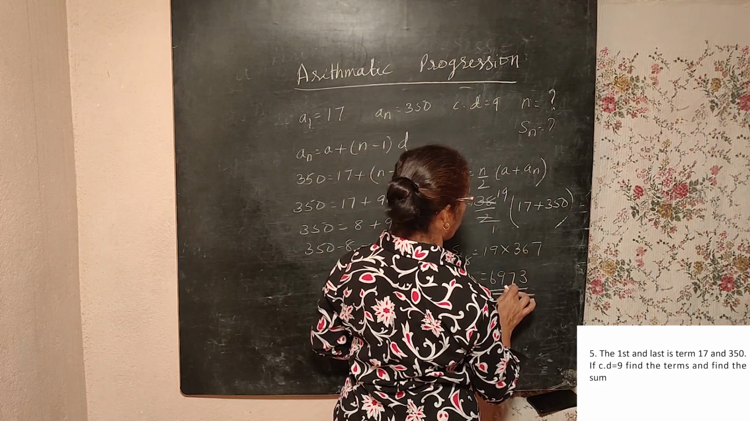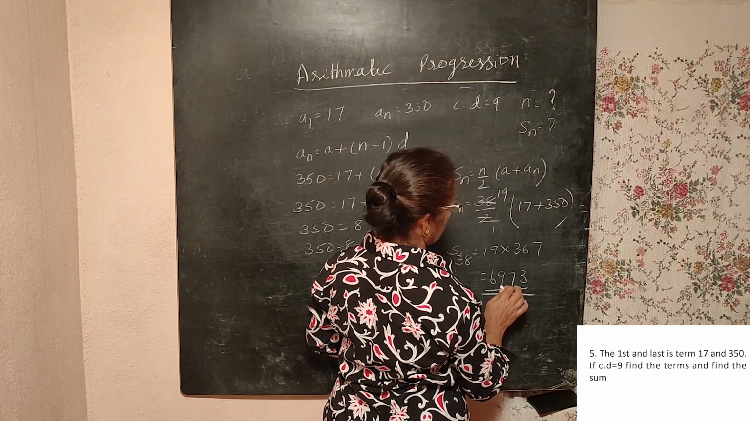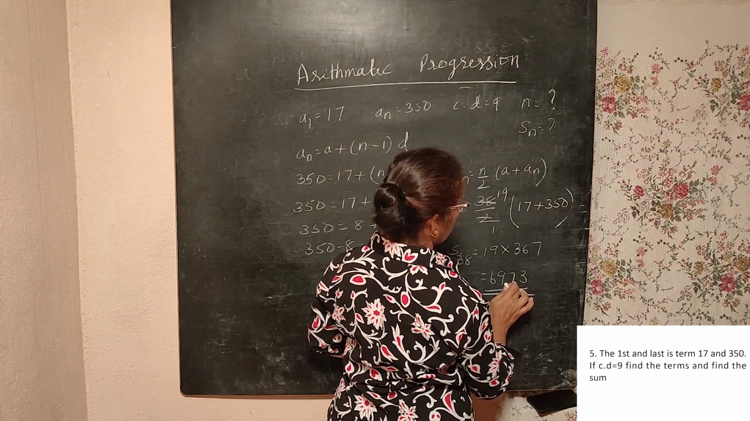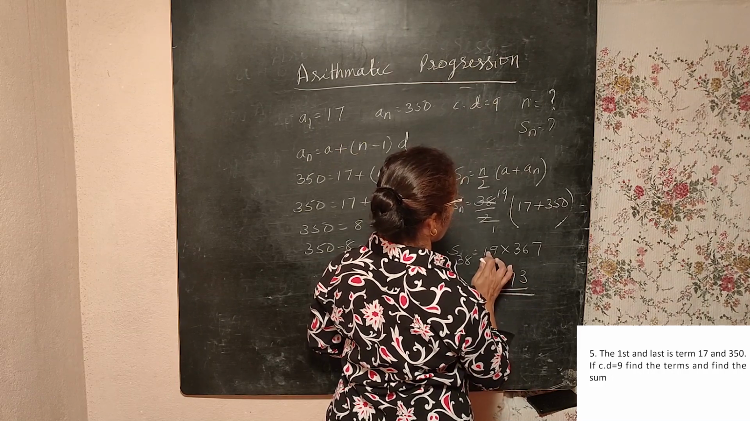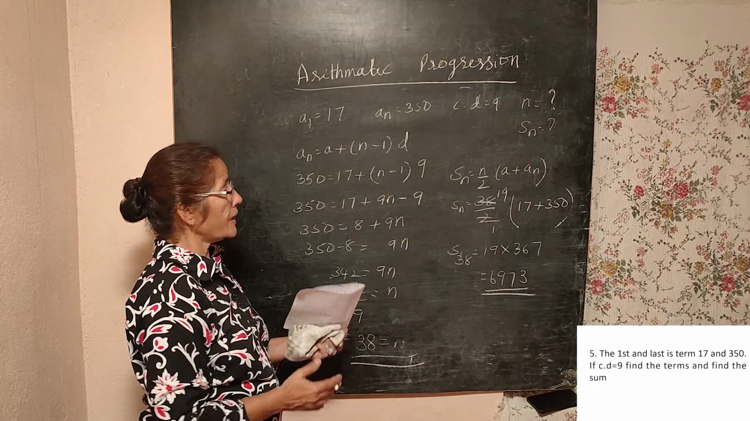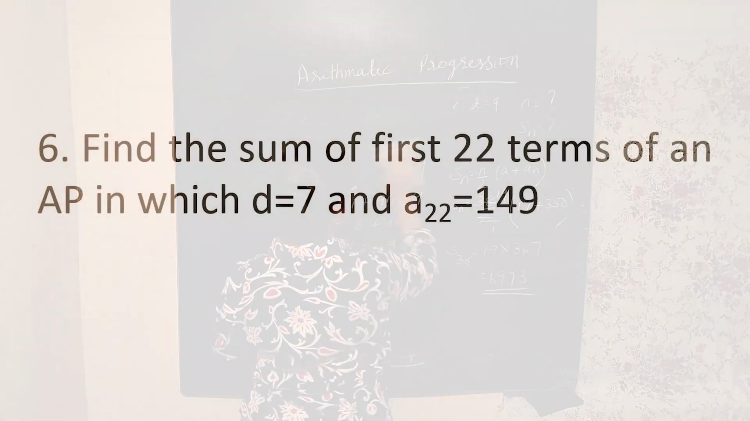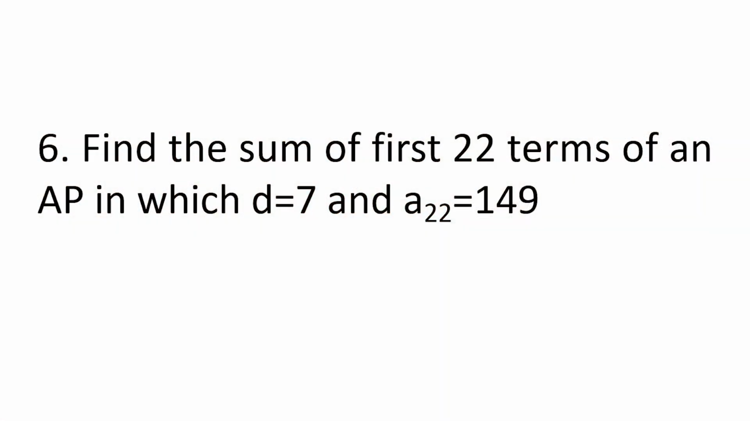19 sevens are 133, carry 13. 19 sixes are 114 plus 13, 127. 19 threes are 57 plus 12, 69. So 6,973. Next question.